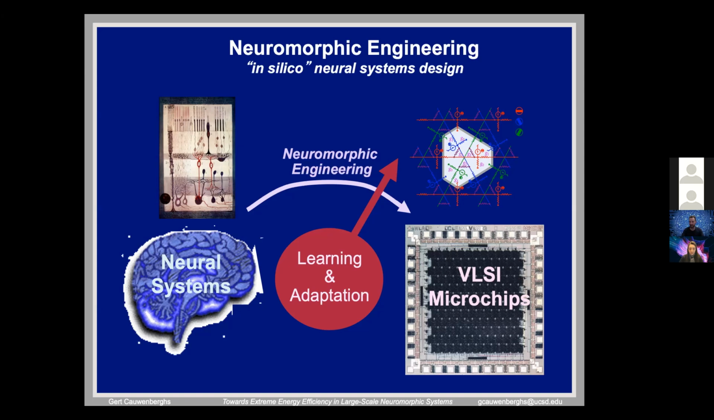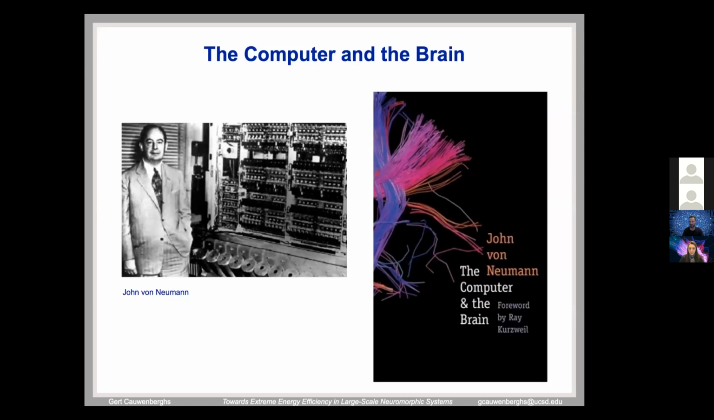You can remove a few neurons here and there, and your brain will still mostly do what it's supposed to do. Just try to remove a few transistors in a computer, and it won't go well.